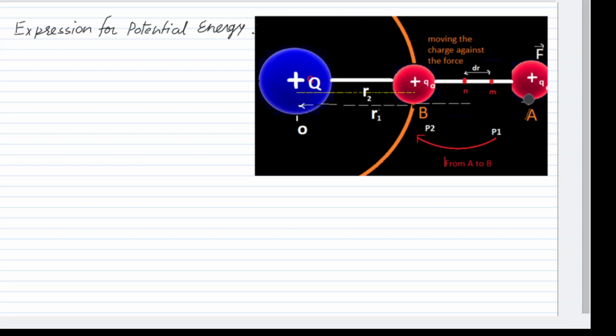Now when we want to move this charge from this point A to B against the electrostatic force F, then work is done. This work done is stored in the form of potential energy, and so the potential energy of the system will increase.